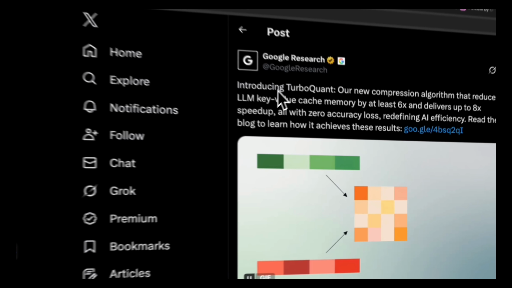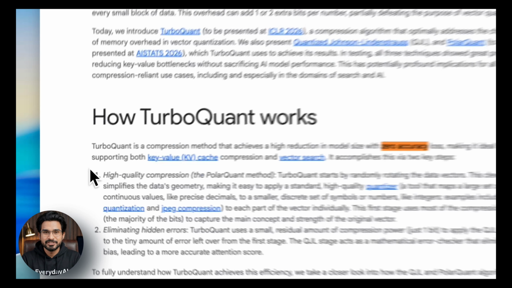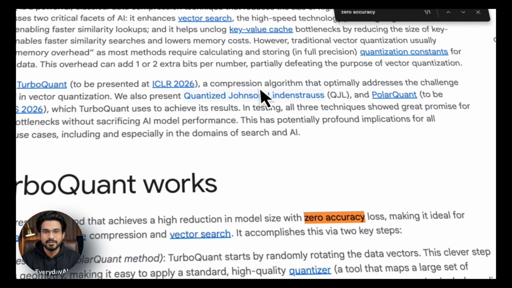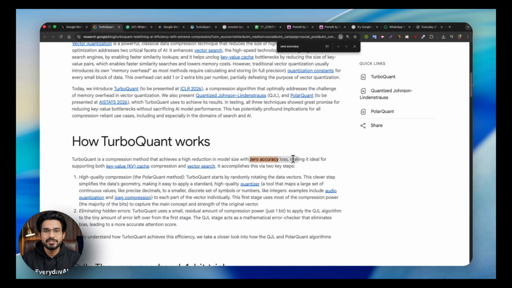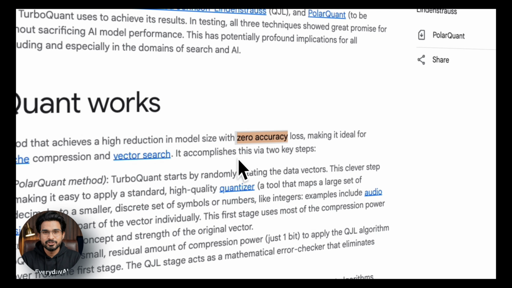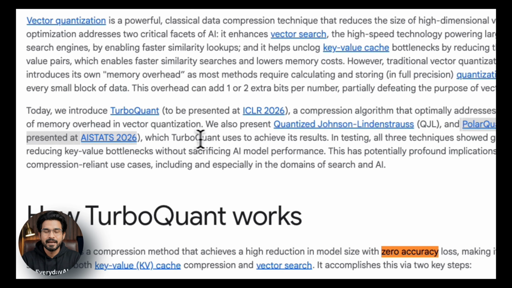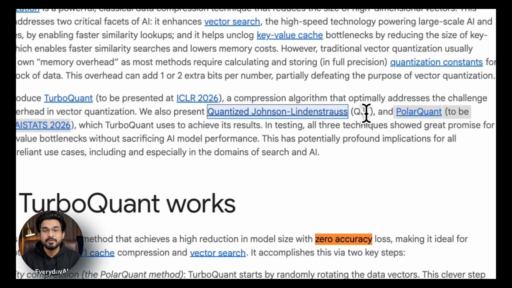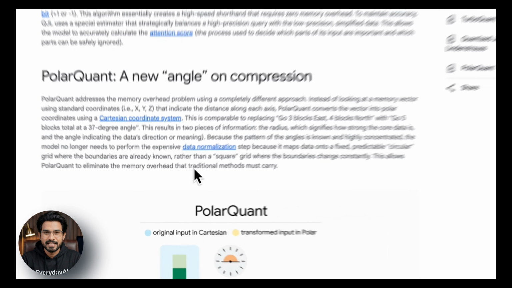But a massive new breakthrough called TurboQuant completely solves this. It achieves extreme compression, dramatically reducing the size of the key value cache with zero loss in accuracy. It does this through a brilliant 2-step process involving 2 new algorithms called PolarQuant and QJL. The first step is PolarQuant, and it completely changes the geometry of how the AI looks at data.